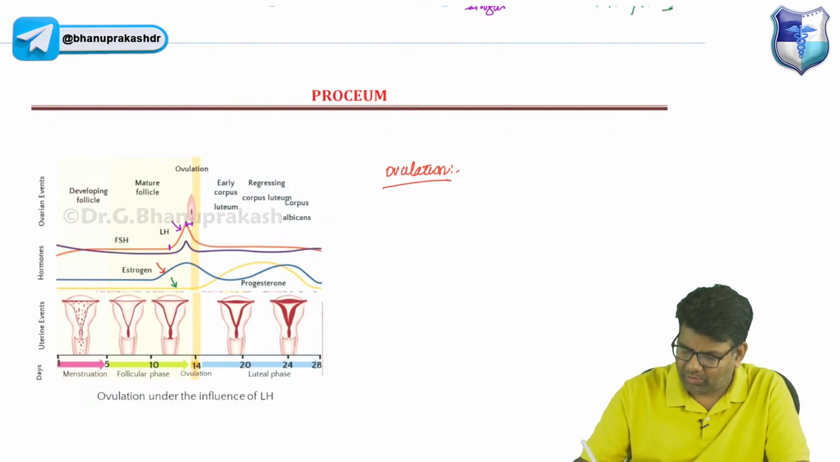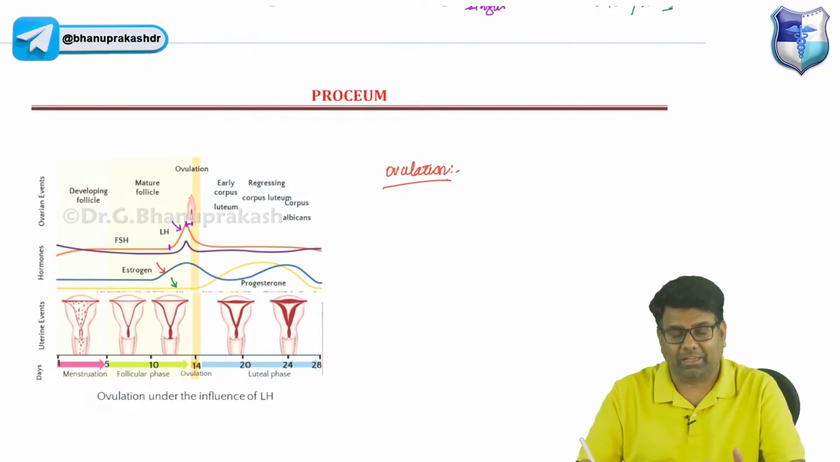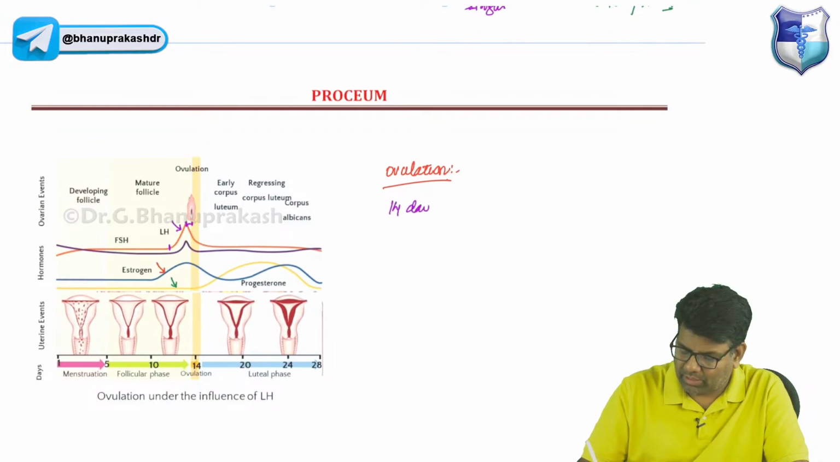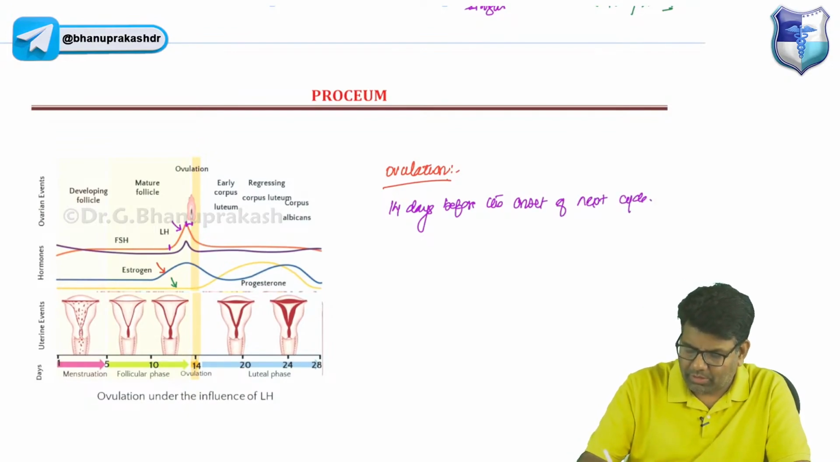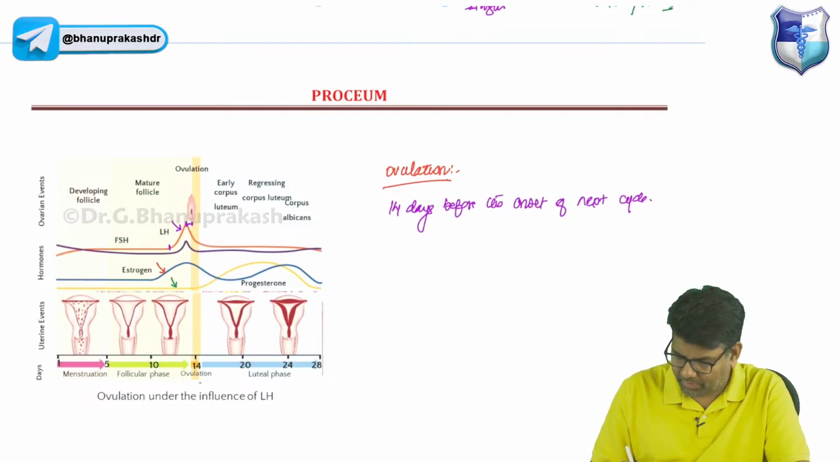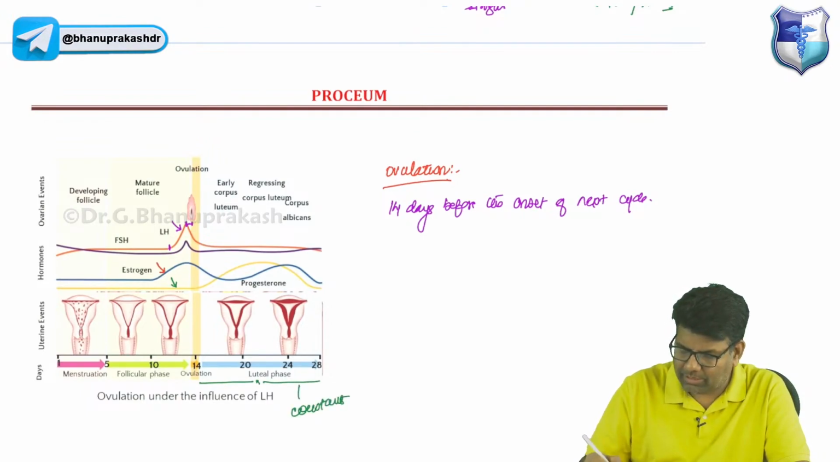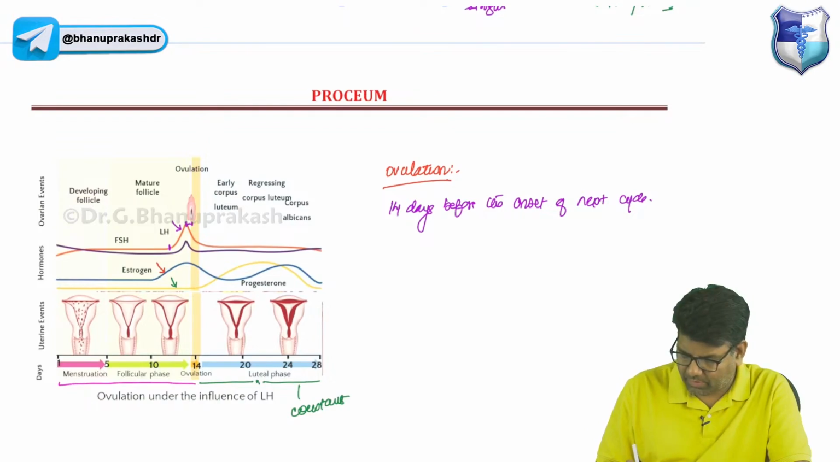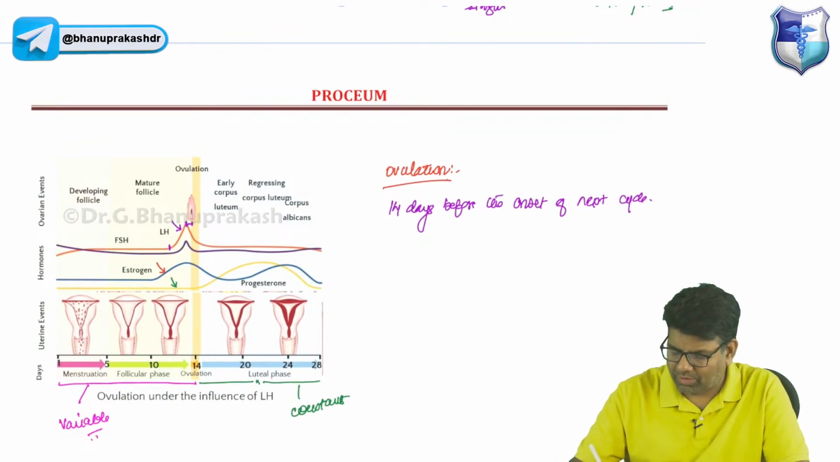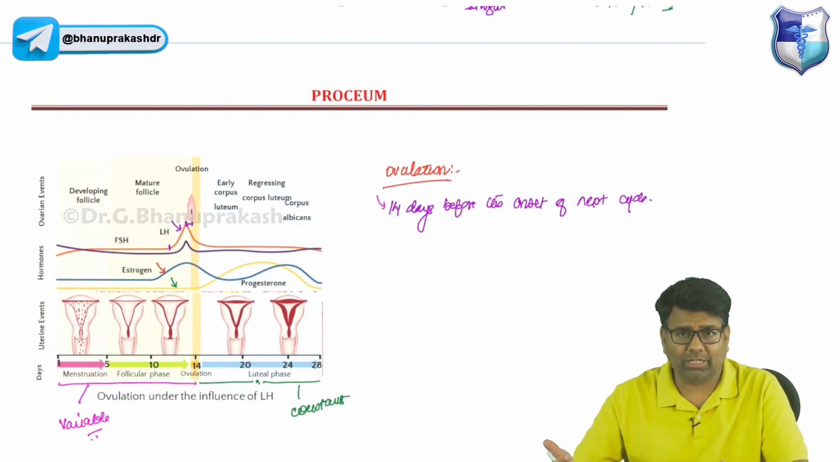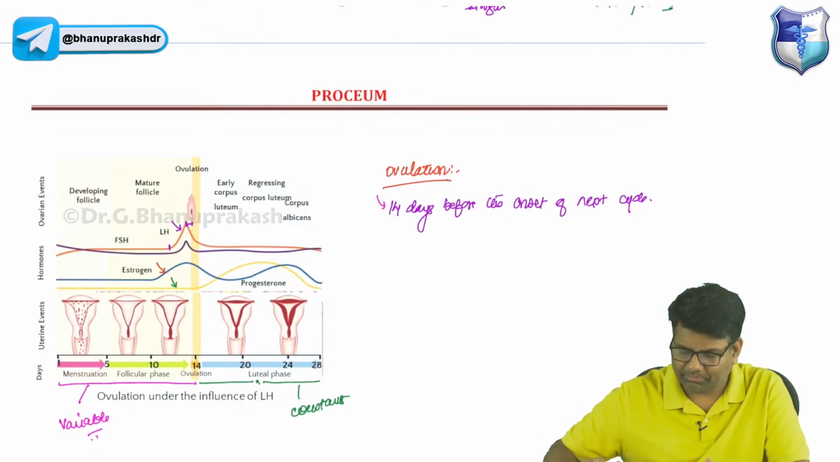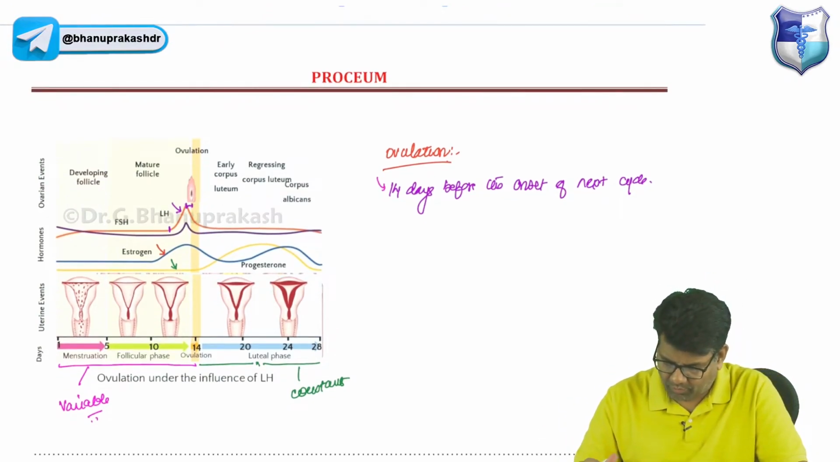Now, ovulation, whenever we count it, we always count it with respect to the next cycle. So what we will say, 14 days before the onset of the next cycle. So this period is constant, and this period is variable. Clear? So always and always, it is safer to say 14 days before the next cycle. Yeah. This is the period of ovulation.